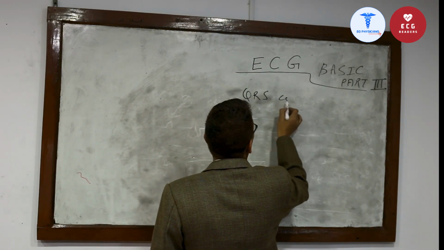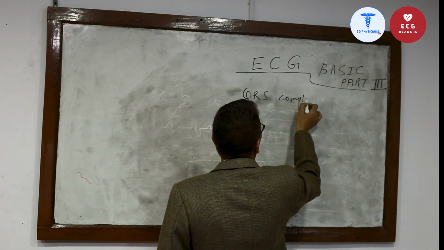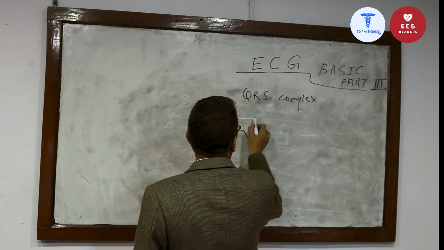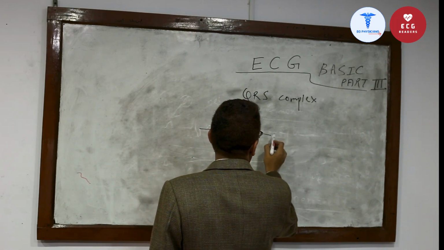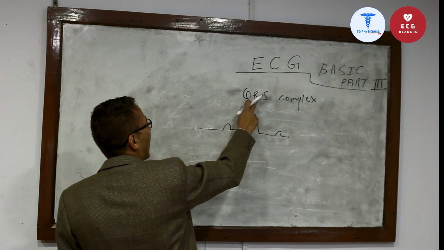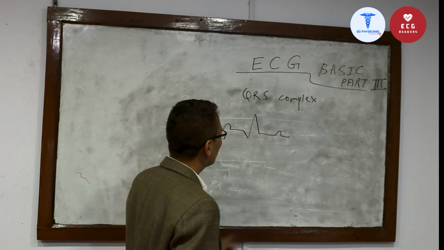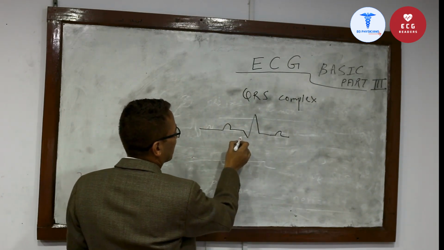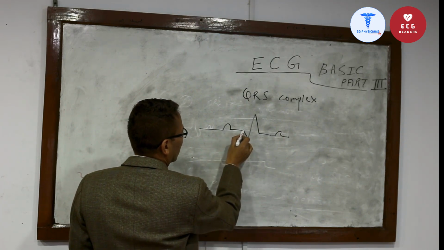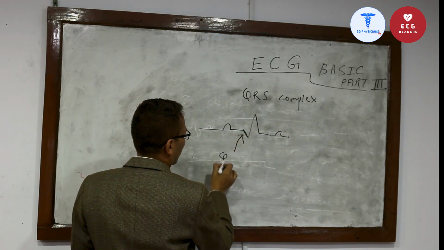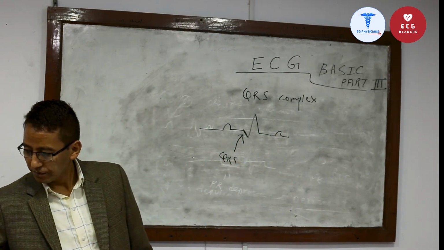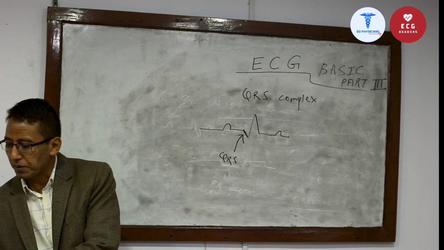QRS complex. As the name implies, it consists of three things: Q wave, R wave and S wave. Q wave is the first negative deflection after the P wave. This is Q wave. Q wave is the first negative deflection.